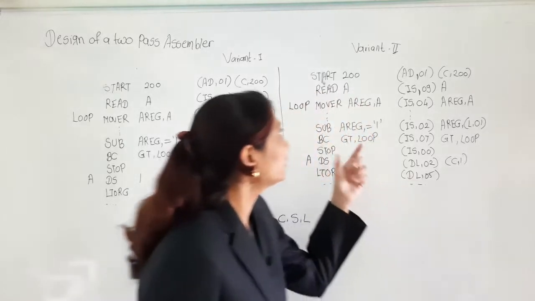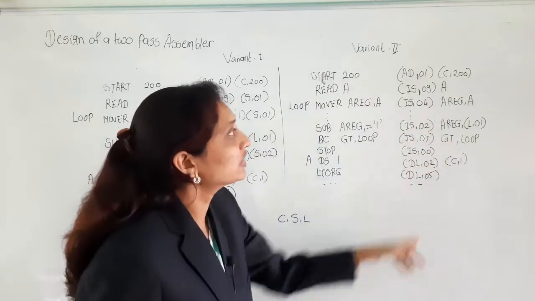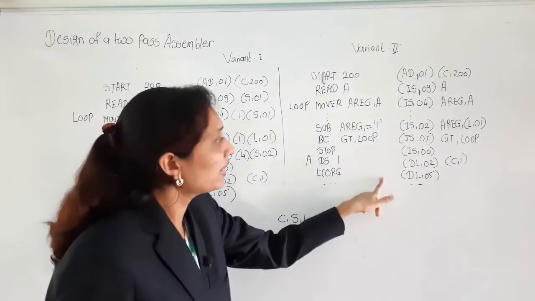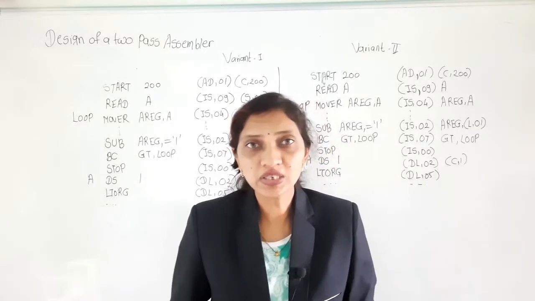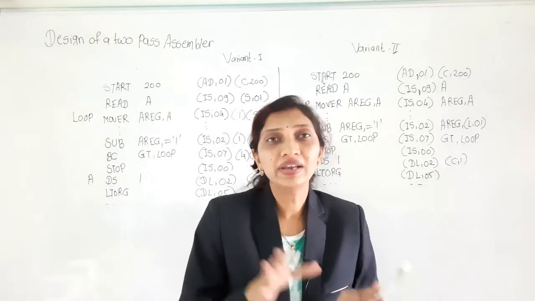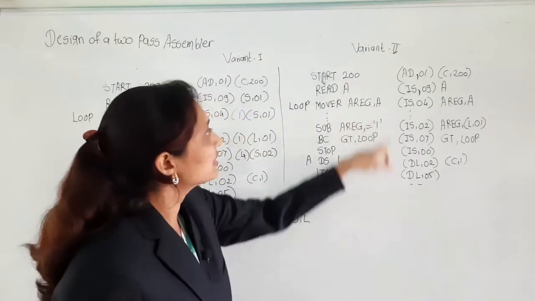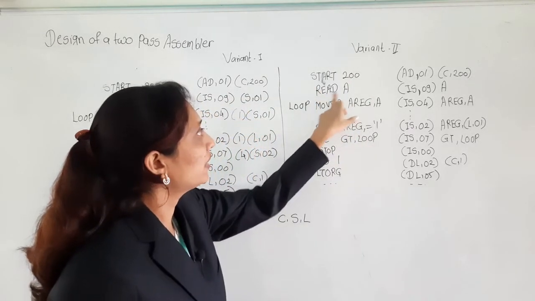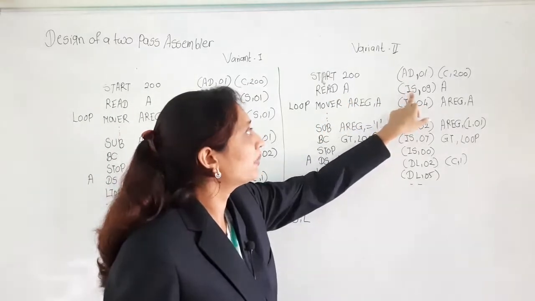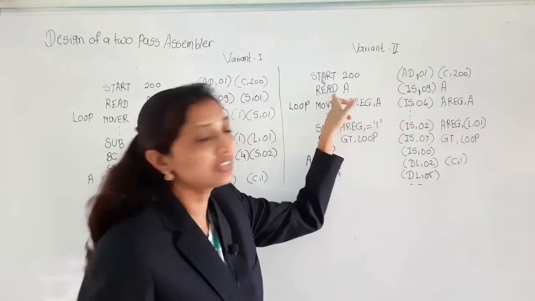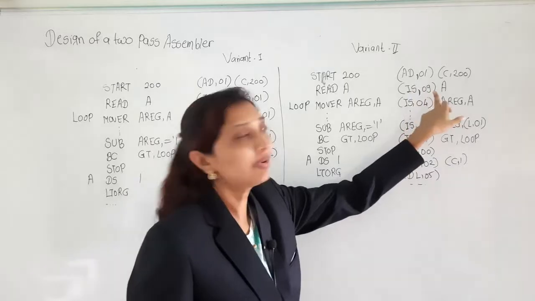But if we are using the second variant, see what happens here. The statements are in the processed form, otherwise it retains the statement as it is, as a source statement. If we consider the second statement, read A. Now read is an imperative statement, and 09 is the mnemonic code. So here we represent this pair, imperative statement, comma 09.